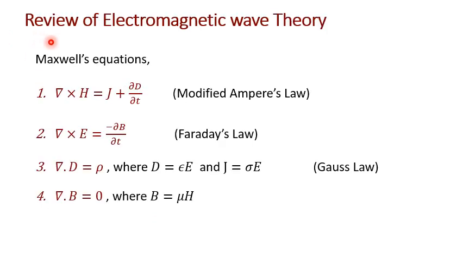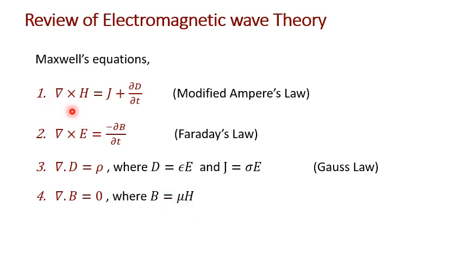Now, in order to analyze the propagation of waves in a waveguide, we will first have a quick review of the basic concepts of electromagnetic wave theory. So we will start with Maxwell's equations. Here E and H stand for the electric and magnetic field vectors. D stands for the electric flux density and B stands for the magnetic flux density. D is defined as epsilon times E, where epsilon is the permittivity of the medium, and B is defined as mu times H, where mu stands for the permeability of the medium.